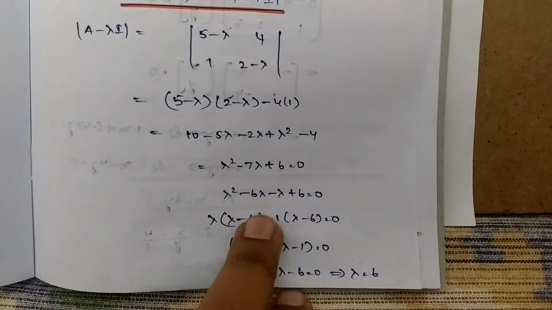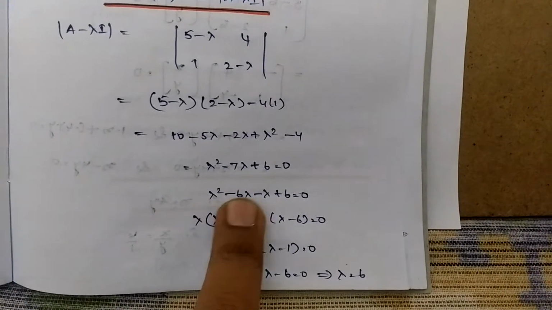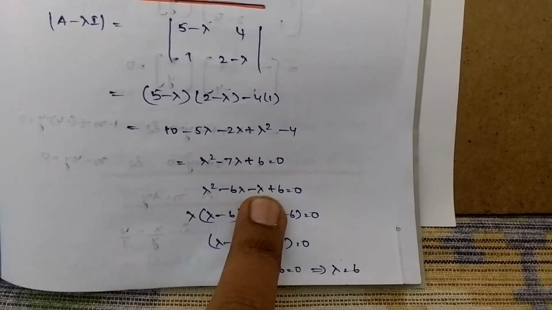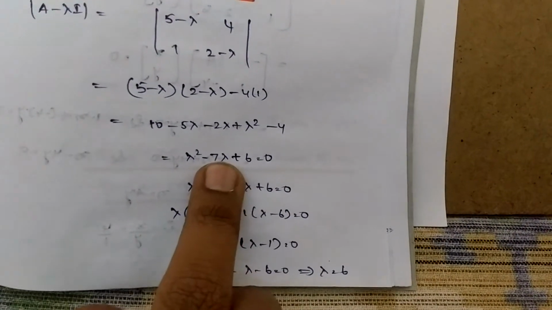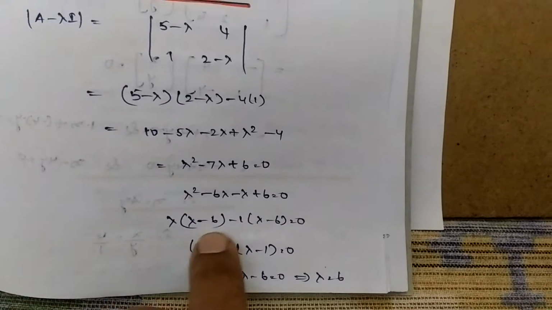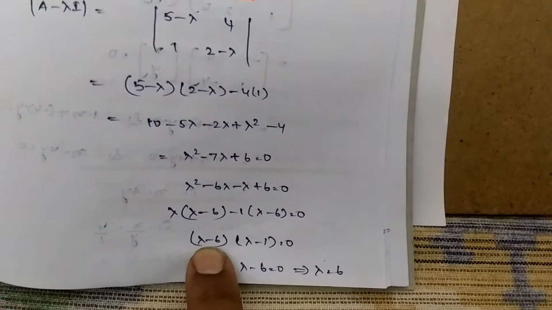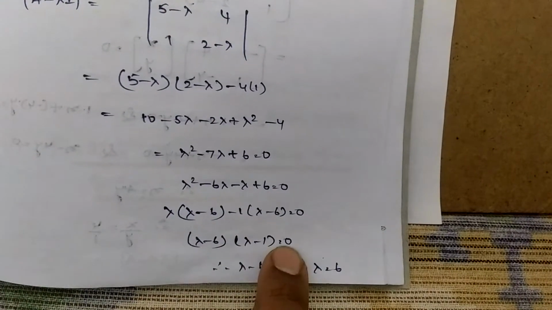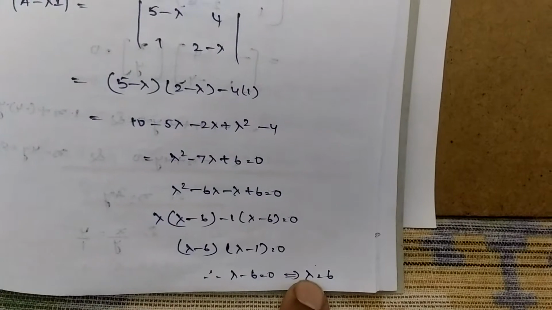So here these are the factors, guys. Okay, lambda square minus 6 lambda minus lambda plus 6, where 6 into 1 is 6 and 6 plus 1 is 7. We got the same. So after equating to 0, we will get the lambda values here, where (lambda minus 6) into (lambda minus 1) equal to 0.